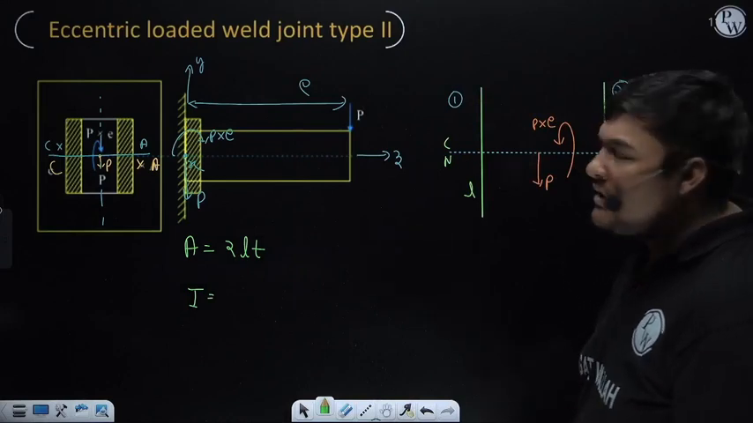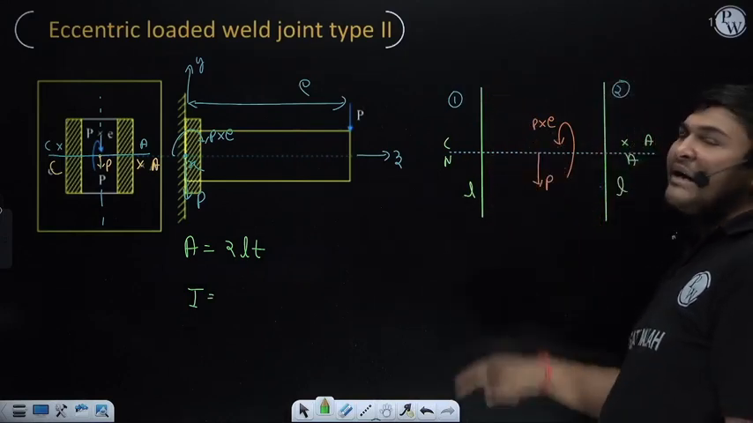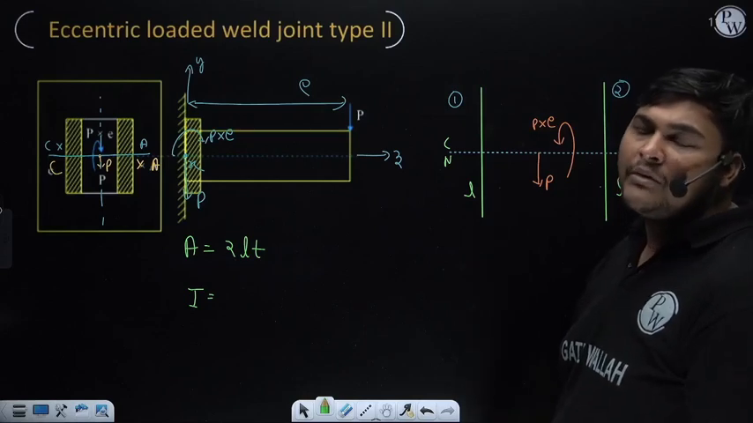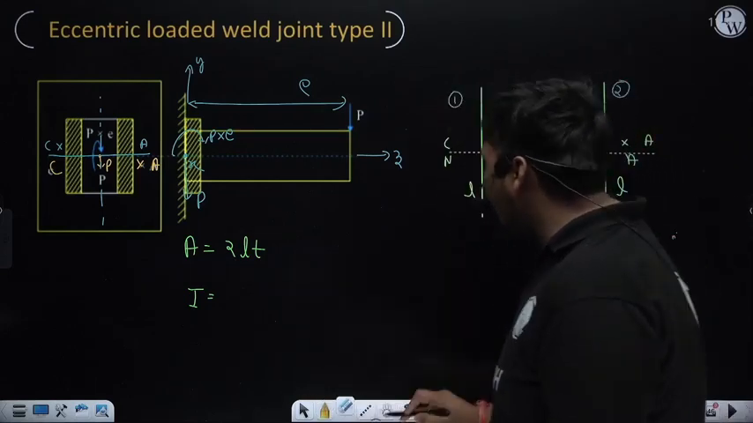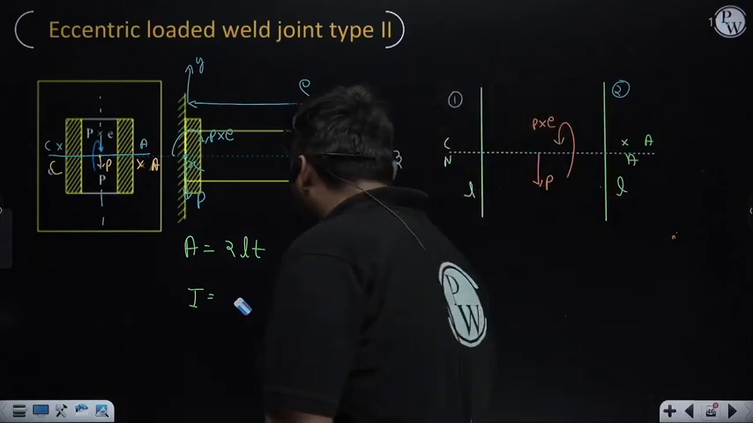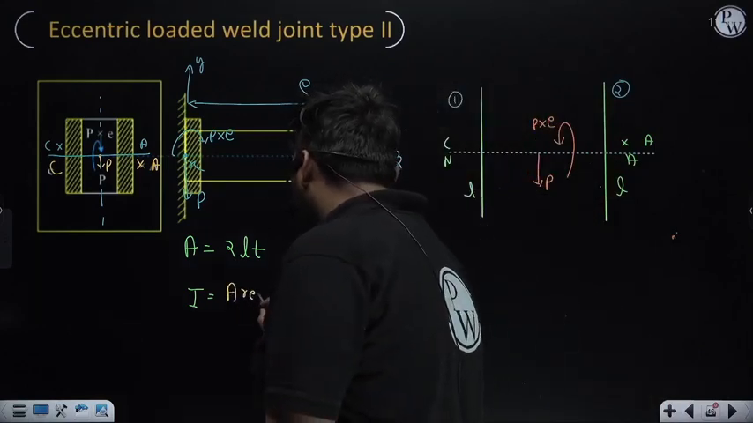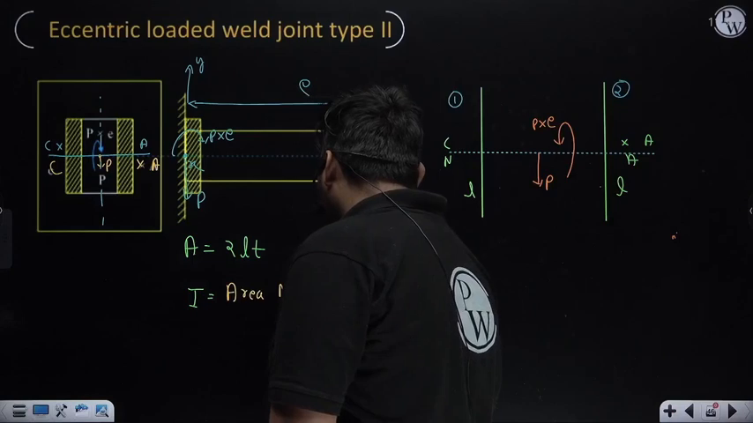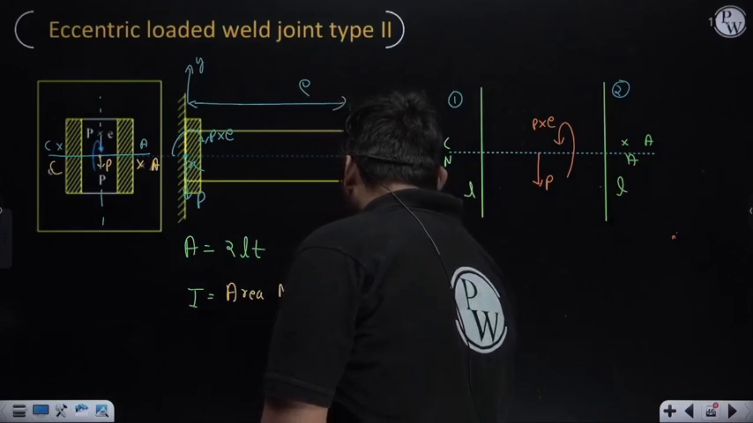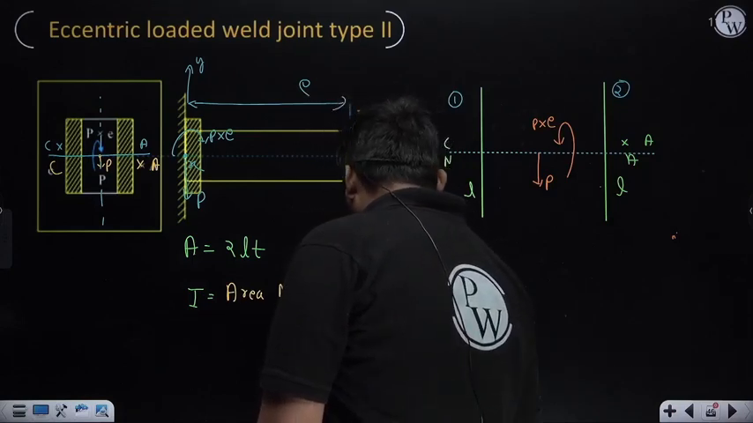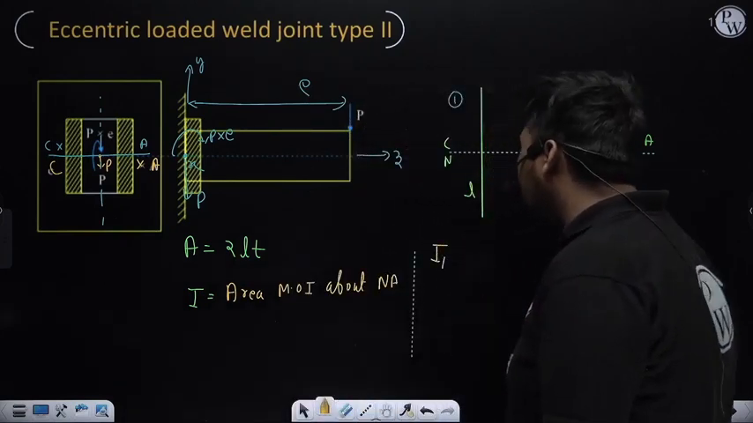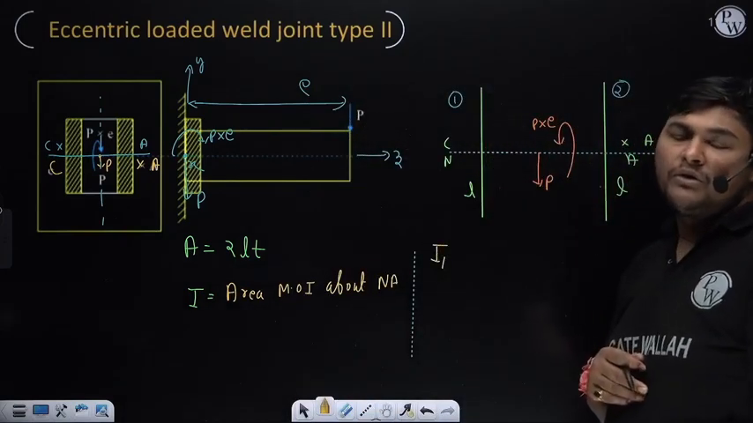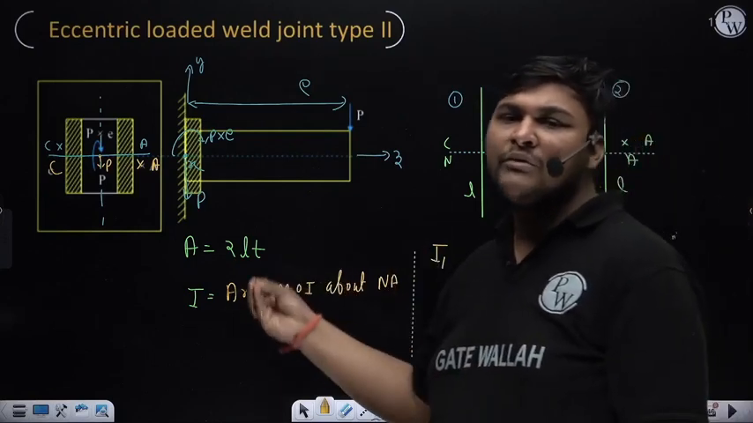To calculate I, first we will treat this weld as a rectangular weld. Suppose I is the area moment of inertia about the neutral axis. Now to calculate I, first I am calculating I for weld 1 about the neutral axis, then I will calculate I for weld 2 about the neutral axis. Then we will add both of them, and we will get the total I.